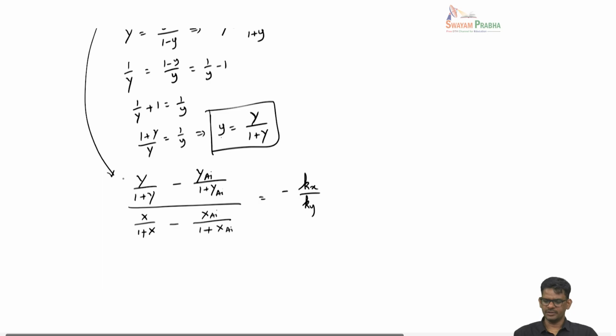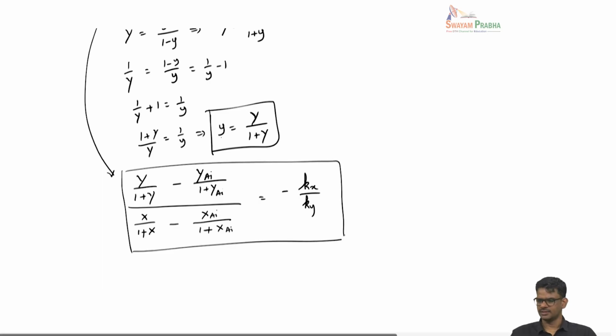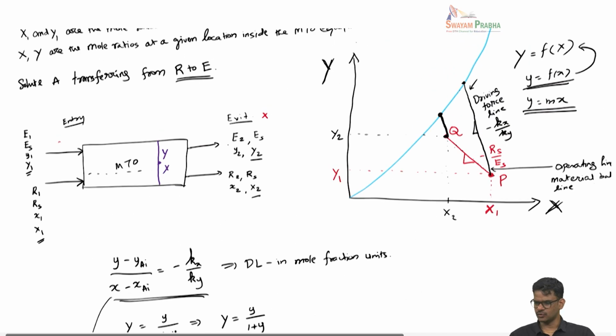So now if you plot this particular equation in terms of capital Y and capital X, this driving force line I was talking about here would be slightly curved. For the pictorial representation I have shown this as a straight line, but it will not be exactly straight. It will have a slightly changing slope. Still, that will be dependent on the ratios of Kx and Ky.